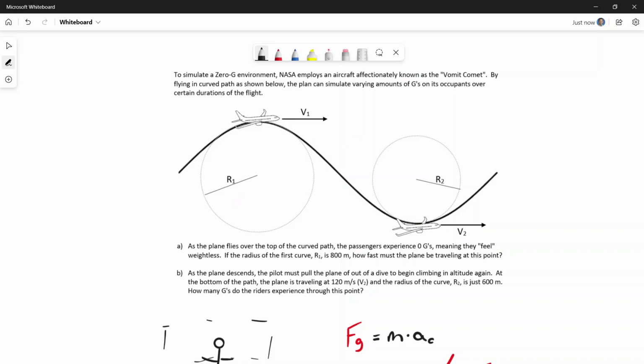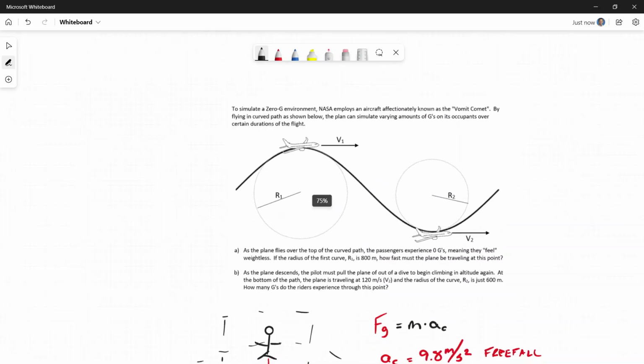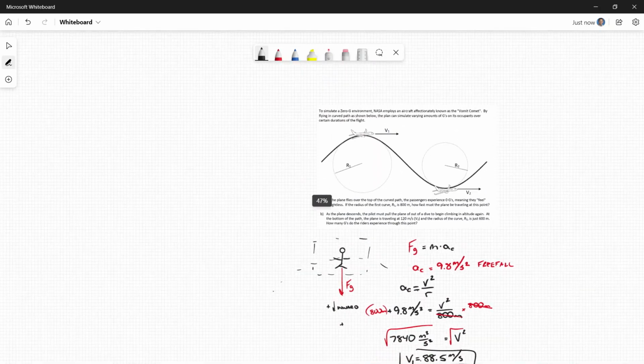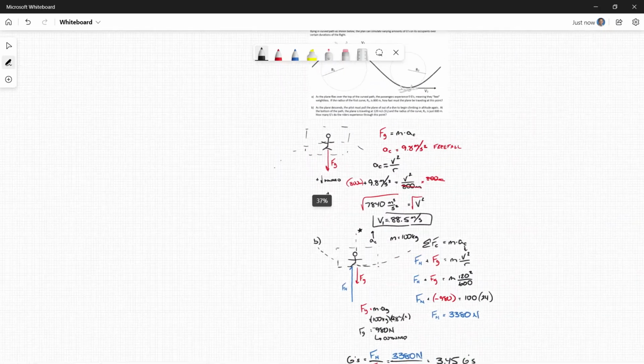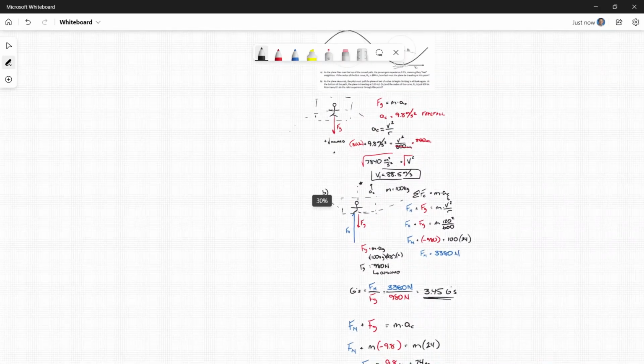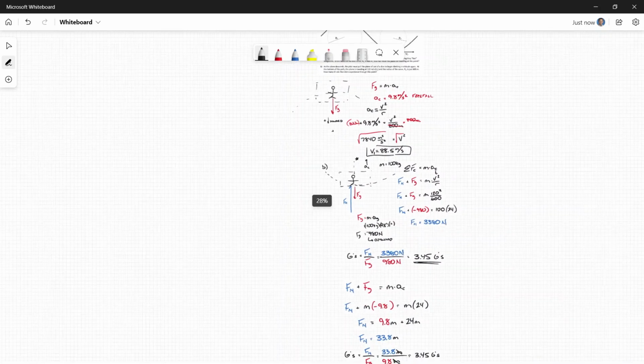When this plane is in free fall along the top of the arc, they would all feel 0 G's. The floor would not push back. They would feel weightless like they were in orbit. And as you go through the bottom of the arc, they would get squeezed to the bottom as that normal force is pushing up on them. They would feel heavier, right? And so these planes fly these arcs and can simulate different amounts of gravity. I'll zoom out here. You can see the work that we did for this problem. And there we go.